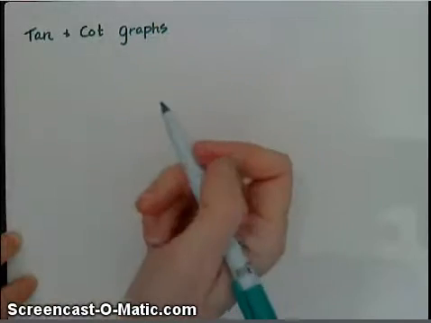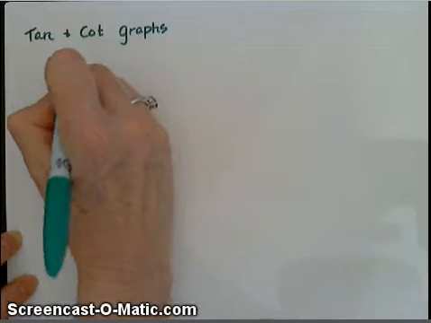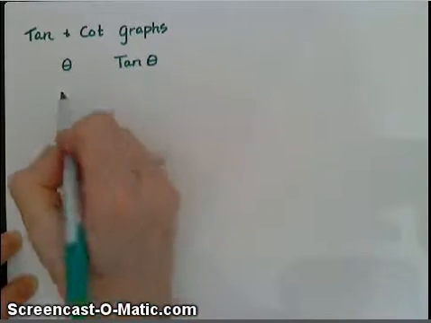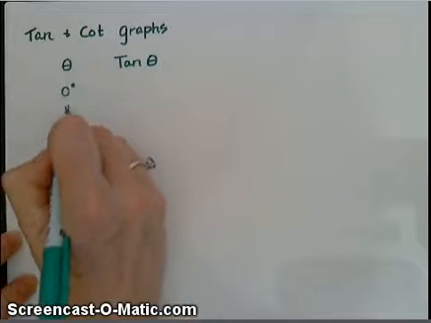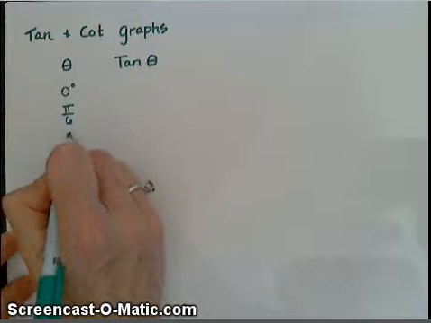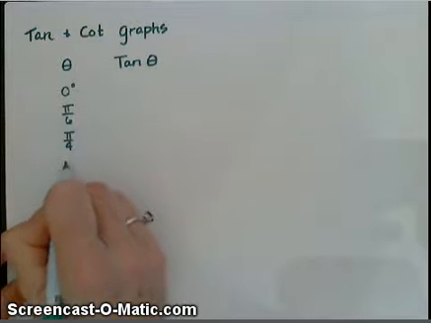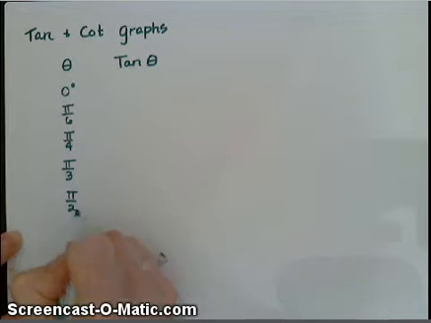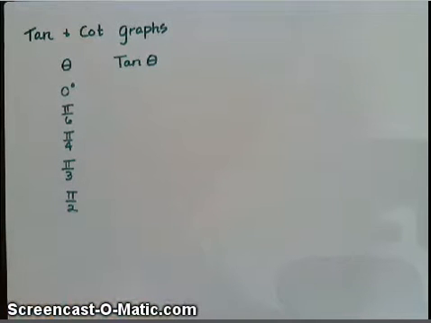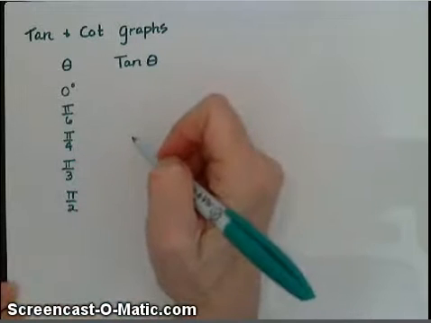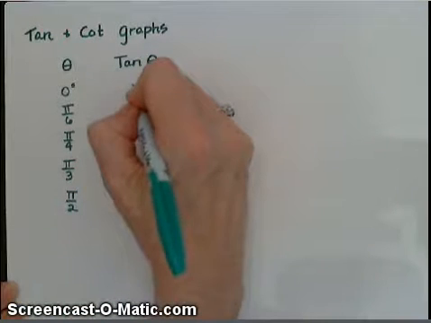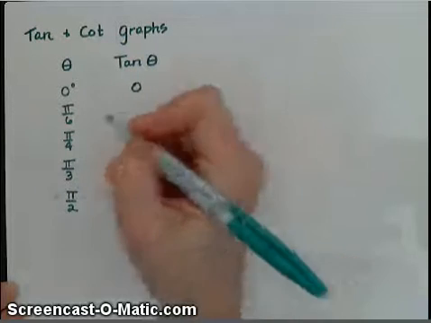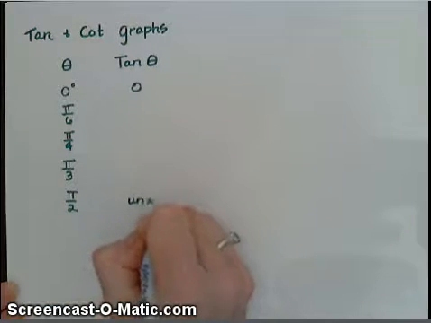If I were just to make a little chart of angle theta and the tan of theta, we'll just stick in the first quadrant. Let's put 0, pi over 6, which is 30, pi over 4, which is 45, pi over 3, or 60, and pi over 2, or 90. And we were to list these values for tangent. The value of tangent of 0, you can check your unit circle, but it's 0. The tangent of pi over 2 is undefined.